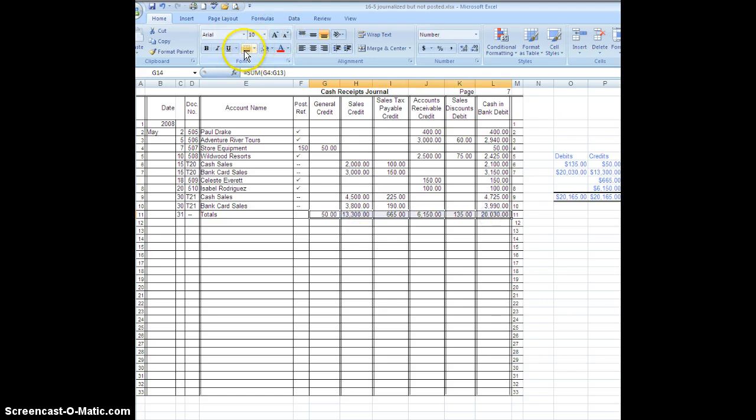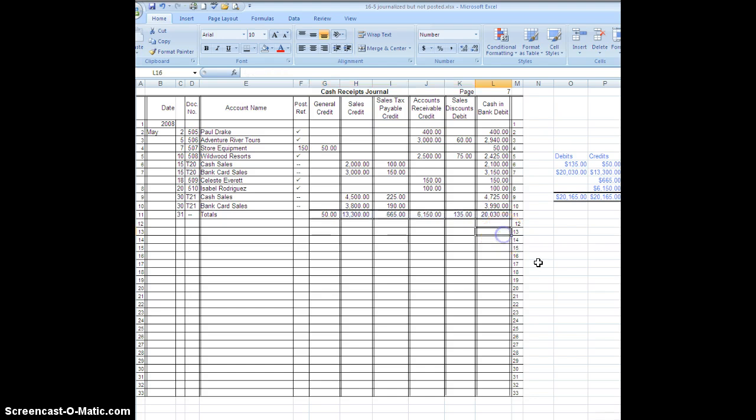We can put a double rule under all 6 of those. Okay, now the next thing I want you to do, just like the last one that we did in the sales journal, is highlight all of those cells underneath your double rule and do two things. Tell it to center up here, and make sure that your number is on text.